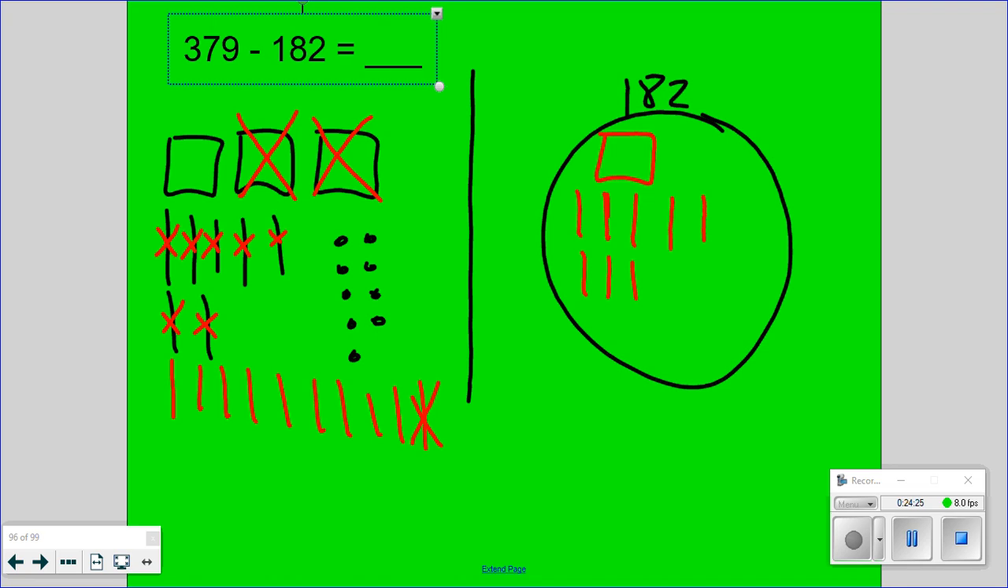Now what do I need to move? Again? 2 ones. Do I have enough ones right now to do that? Yeah. Now let's count what I got. Ready?